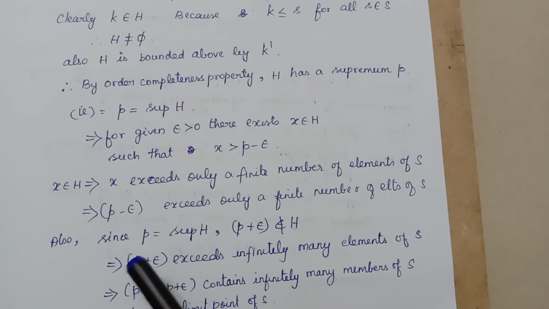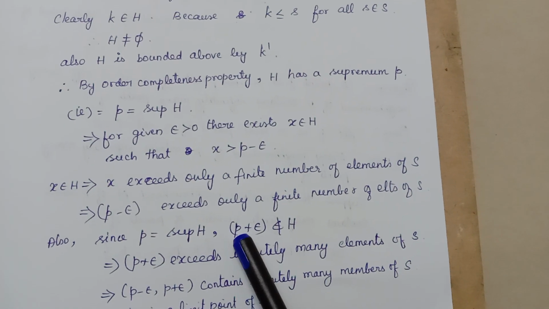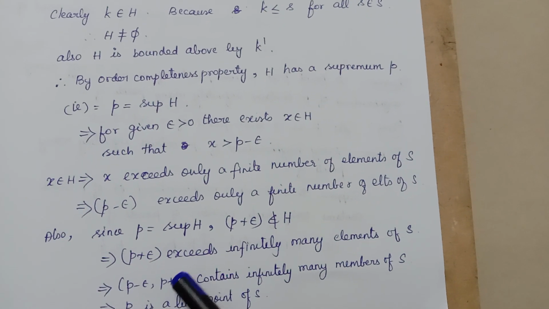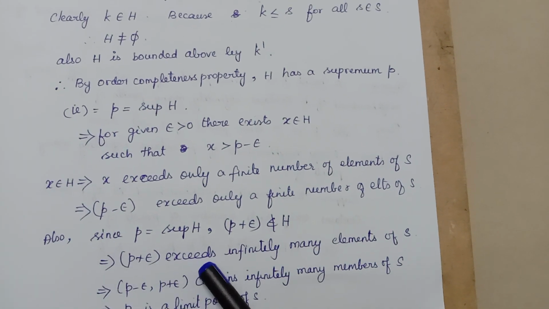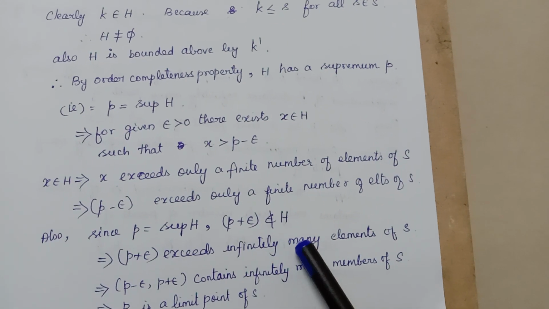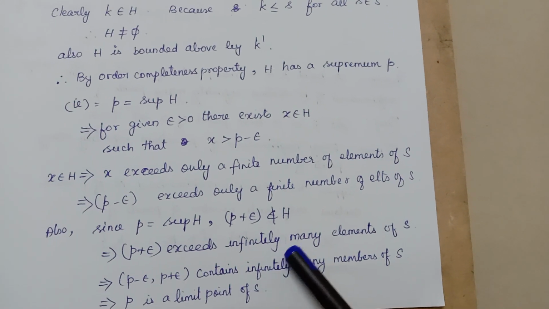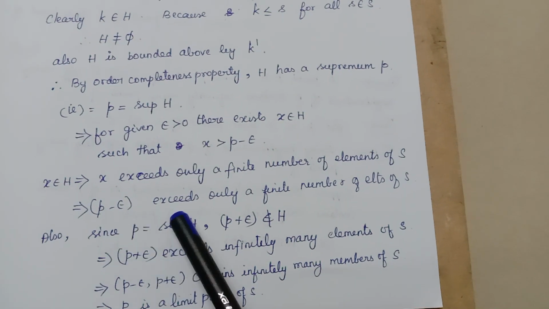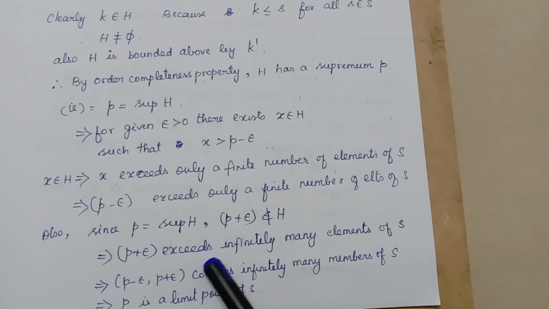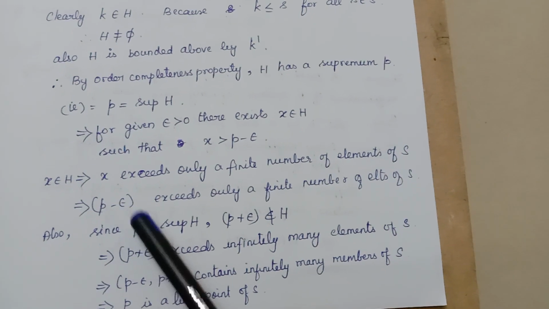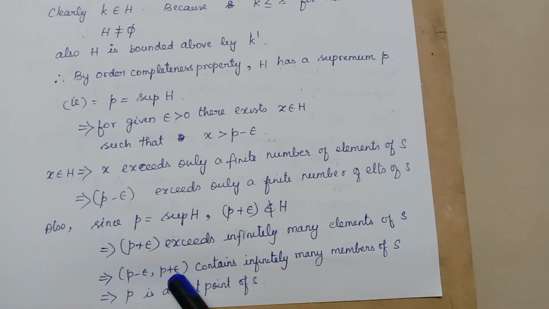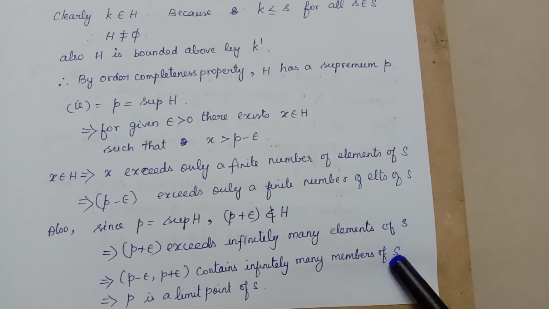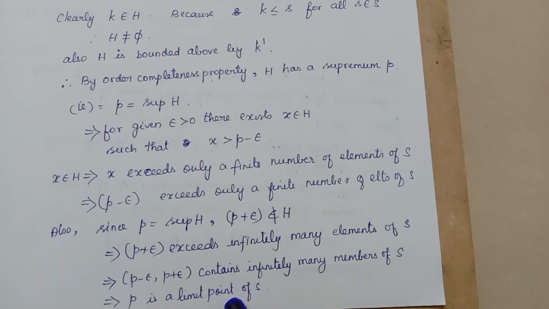Also, one more point we have: since p is the supremum, p plus epsilon cannot be an element of H. That means p plus epsilon exceeds infinitely many elements of S, isn't it? But previously what did we say? That p minus epsilon exceeds only a finite number, but p plus epsilon exceeds infinitely many. That means this open interval from p minus epsilon to p plus epsilon contains infinitely many members of S. That means p is a limit point of S.